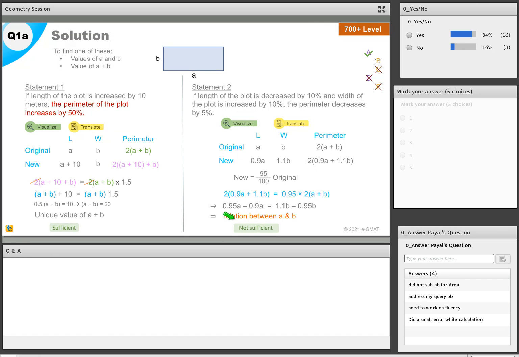Let's solve question 1a now. I'm going to show you the question 1a solution. The other version of this question said the perimeter of the plot increases by 50%, right? That's what was given. And observe, as you process this information, you are able to get a unique value of A plus B, which now makes statement 1 sufficient, which means choice A is the correct answer.